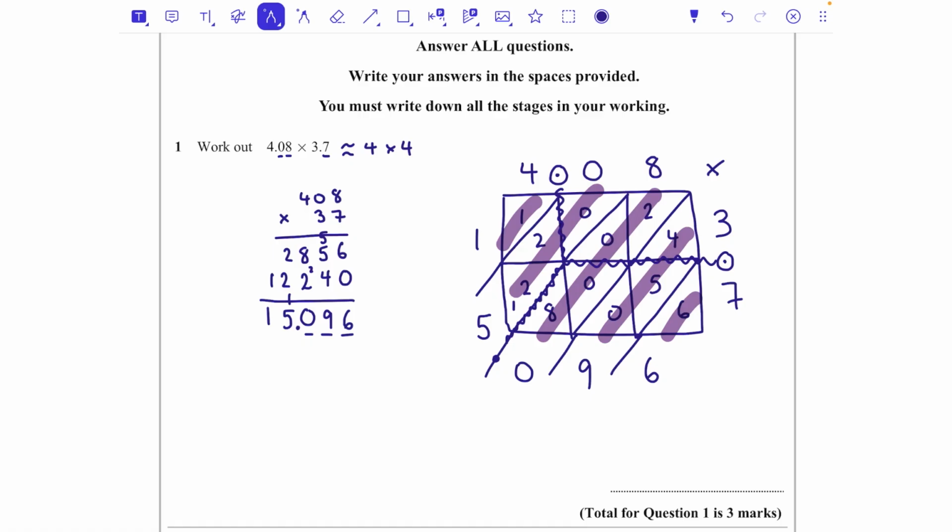So whichever way you prefer, but I would be really confident with one of those, and make sure you get your family members to quiz you, give you some decimal numbers to times together, and then check it on a calculator. Make sure you're super confident with that for 3 marks.